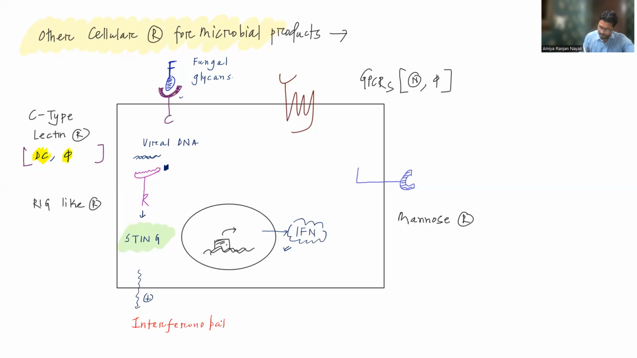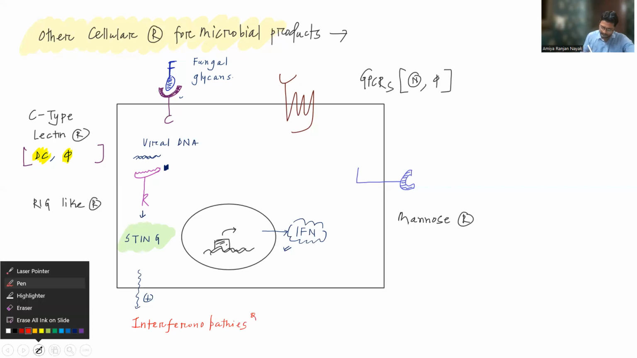Okay, that means there will be increased production of these interferons. Okay, and that is named as interferonopathies.